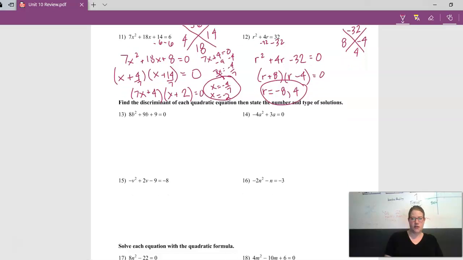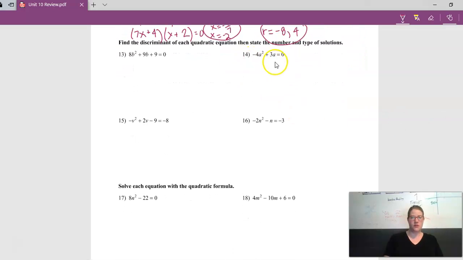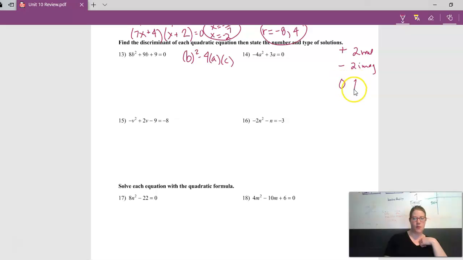All right, next section, we want to find the discriminant, and then we want to state the number and type of solution. So remember, the discriminant is b squared minus 4 times a times c. Then remember, if I get a positive discriminant, there are going to be 2 real solutions. If I get a negative discriminant, there's going to be 2 imaginary solutions. If my discriminant is 0, there's going to be 1 real solution. So again, it's technically 2 solutions, but they're both the same. So that's why we say 1 real solution.